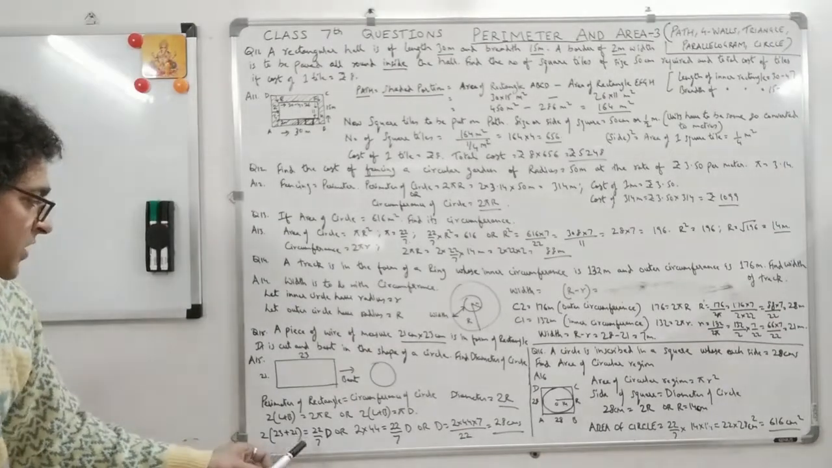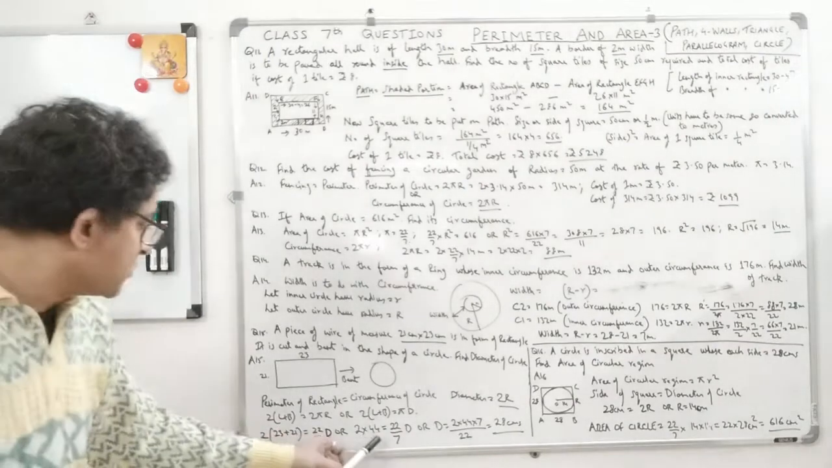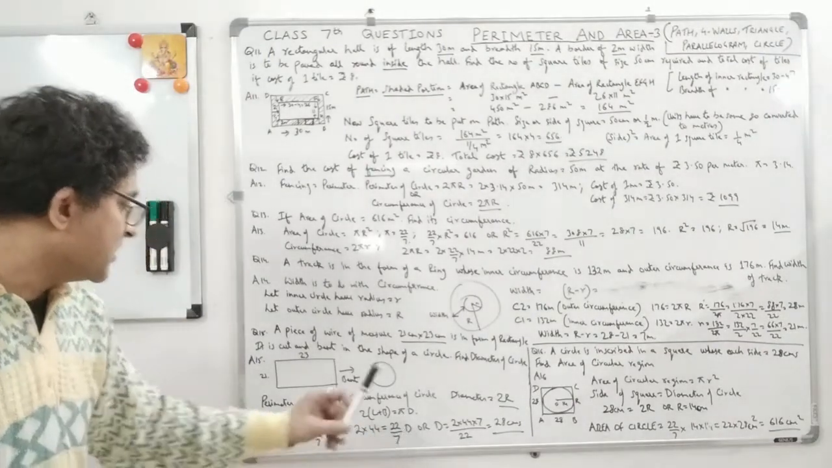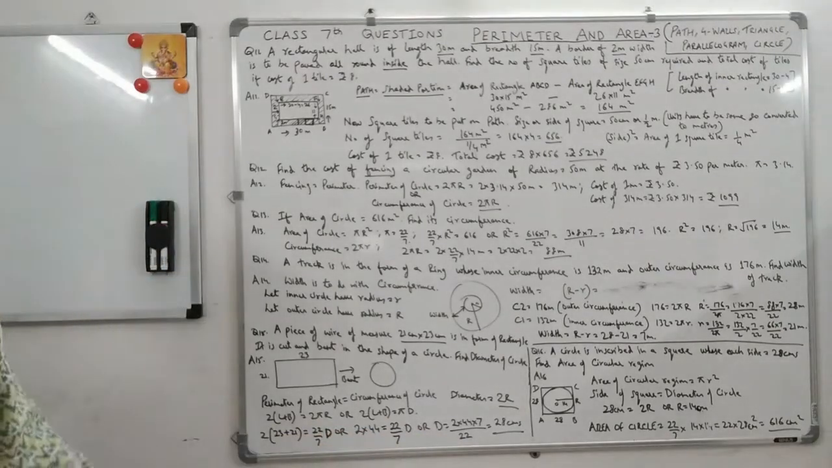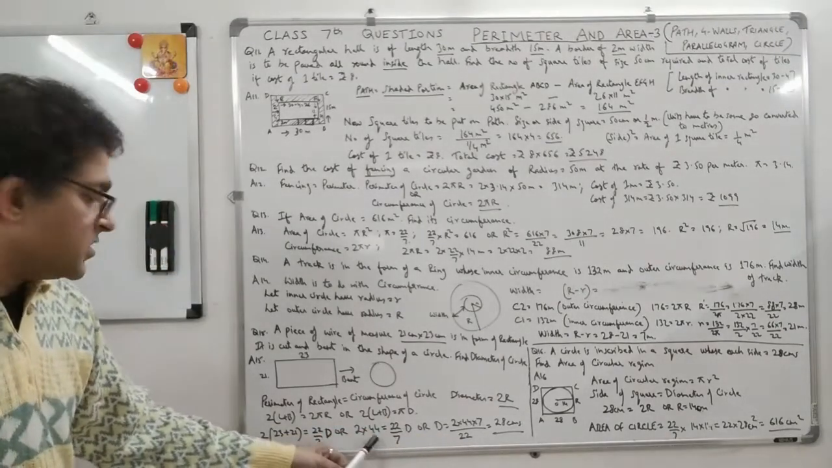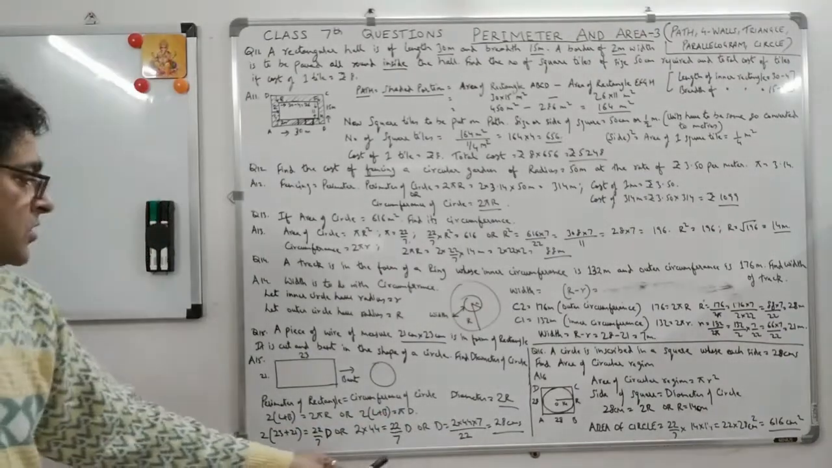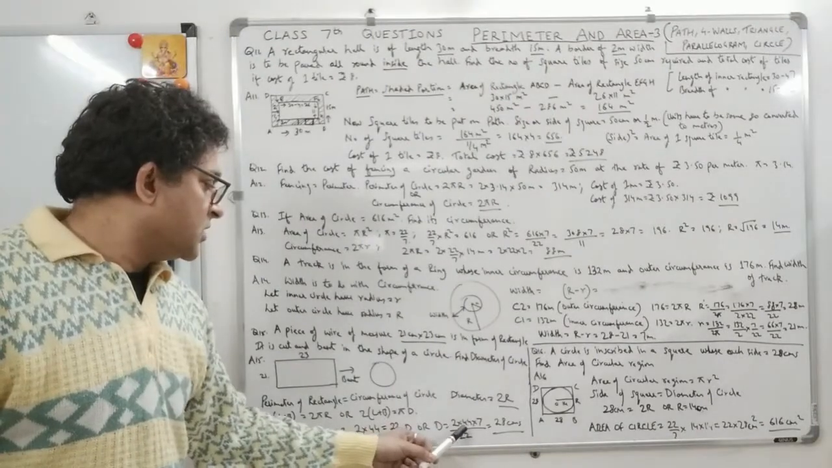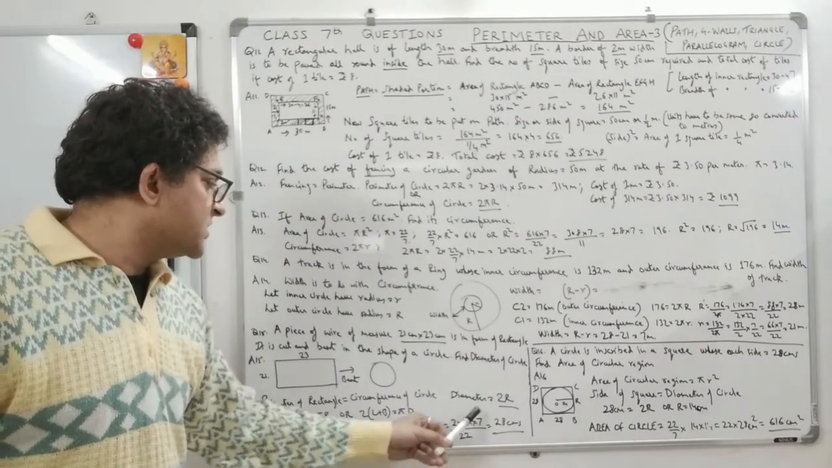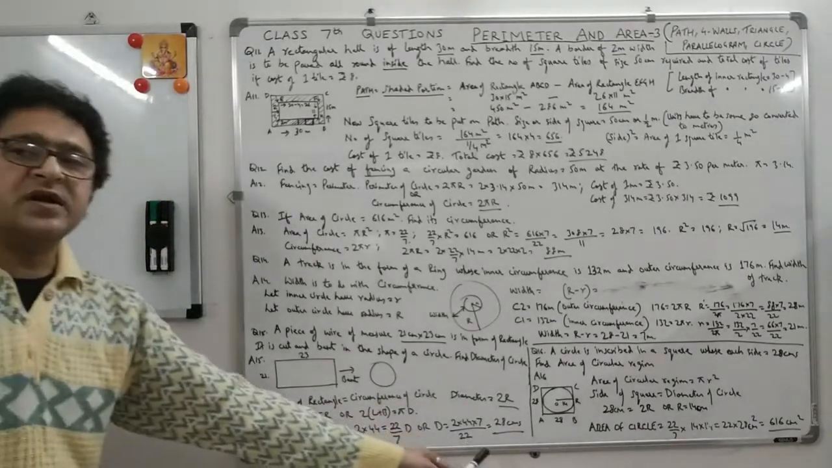You now see over here, this is 44 into 2 is equal to 22 by 7 into d, because it is pi d. So now d becomes 2 into 44 into 7 upon 22, and 22 into 2 is 44, so this becomes 2 into 2 into 7, which is 28. So the diameter is 28 centimeters, right?